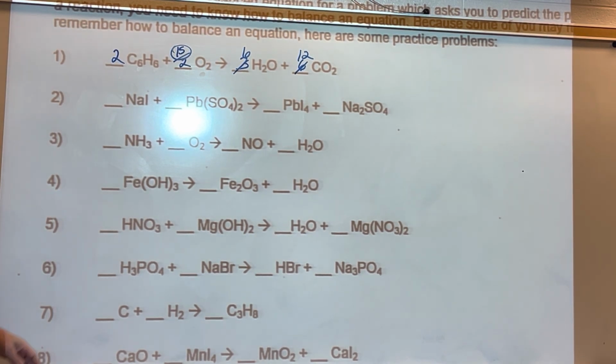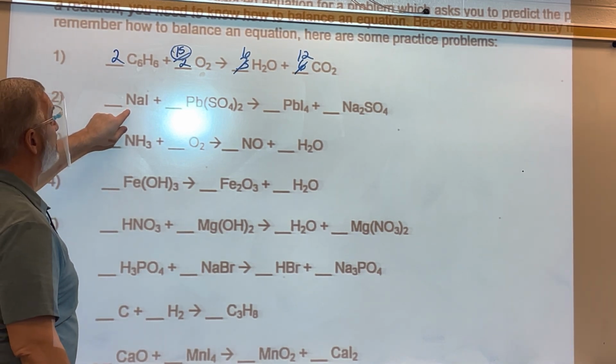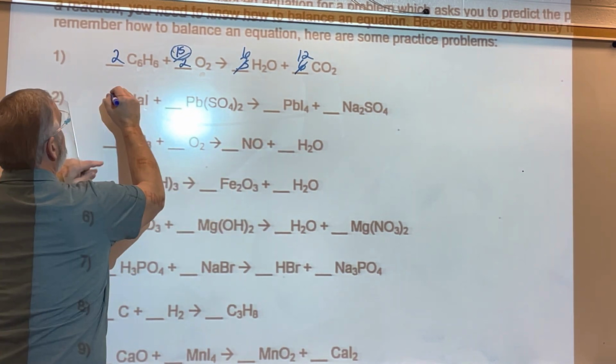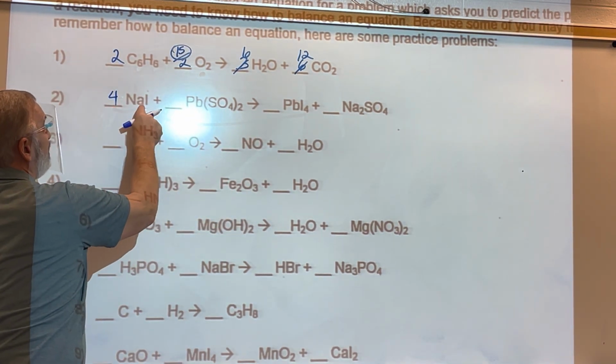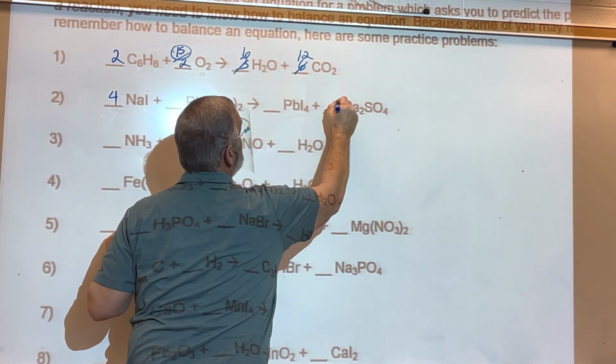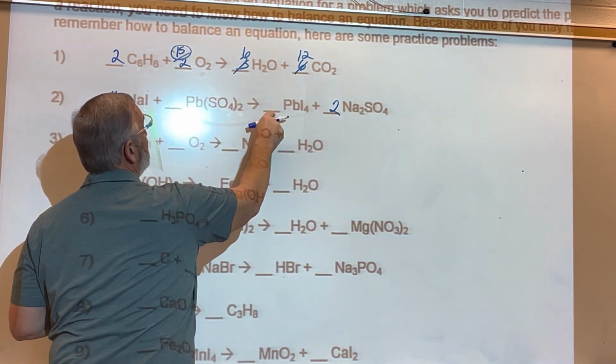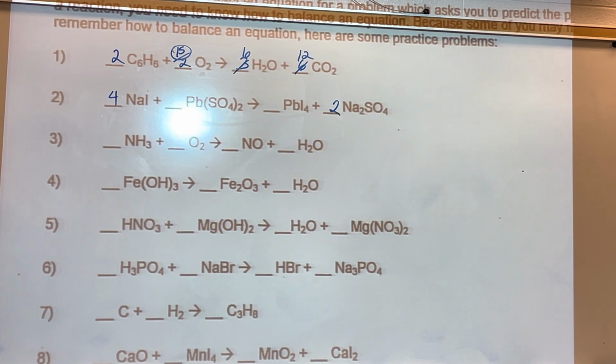All right, now this one, I'm just going to go across the board. I have I4, so I need 4 of these. That gives me 4 sodiums, so I'm going to put a 2 there. That gives me 2 sulfates. Well, I have 2 sulfates and 1 lead. That one's a little more straightforward.